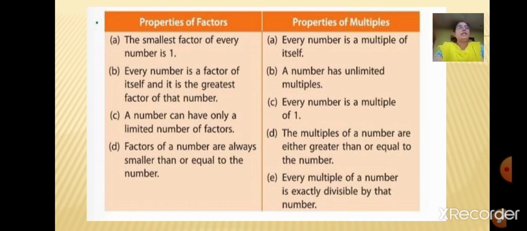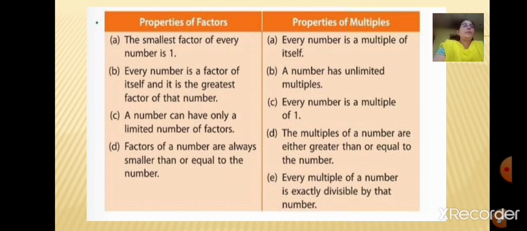The third property tells us that a number can have only a limited number of factors. Suppose I take the number 86, it can be divided only by a few numbers. So we can say that a number can have only a limited number of factors. Factors of a number are always smaller than or equal to the number. So the number itself is the greatest factor, and the other factors of a number are always smaller than or equal to that number.